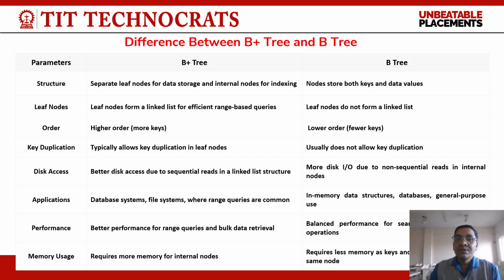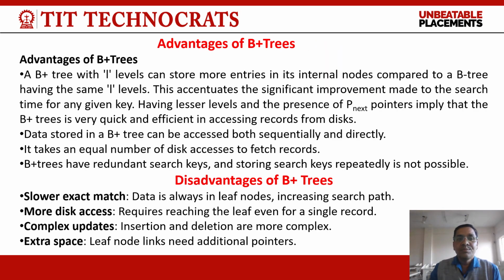These are the differences between B plus tree and B tree. Structurally, the B plus tree has separate leaf nodes for data storage and internal nodes for indexing, while in a B tree, nodes store both keys and data values. Leaf nodes, order, key duplication are the different parameters that we are taking for the differences between B plus tree and B tree.